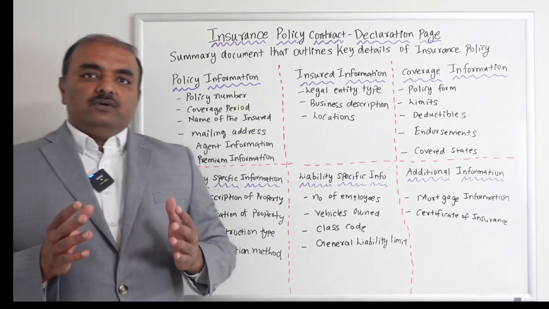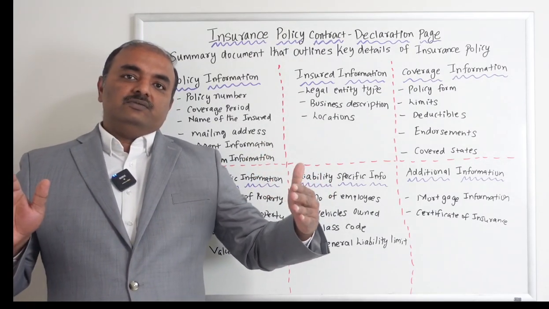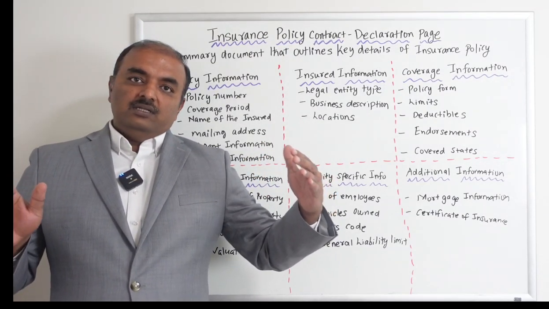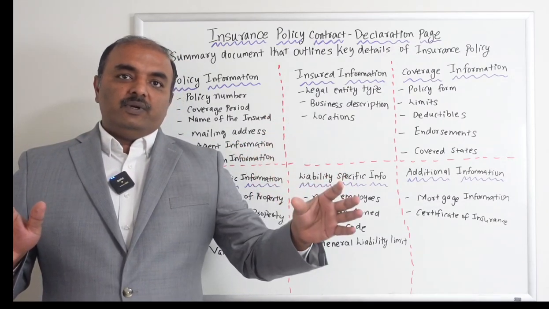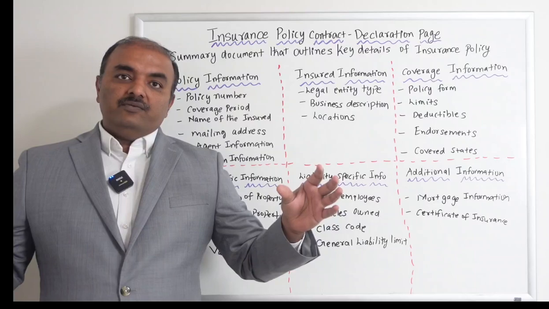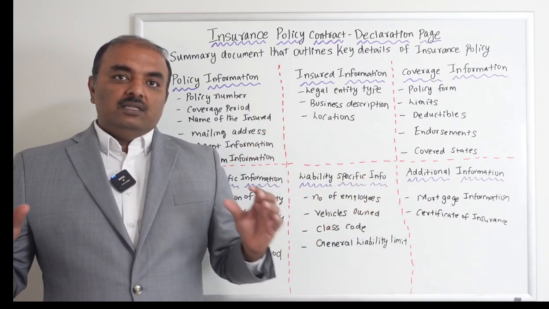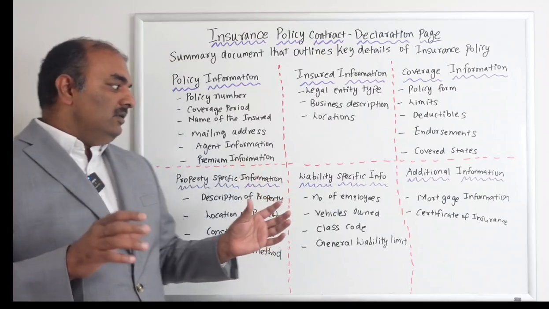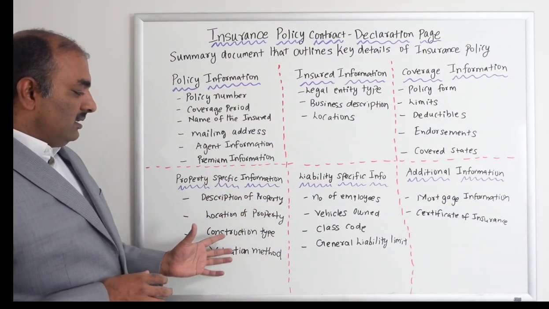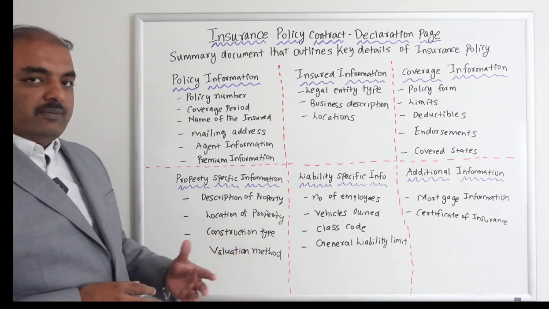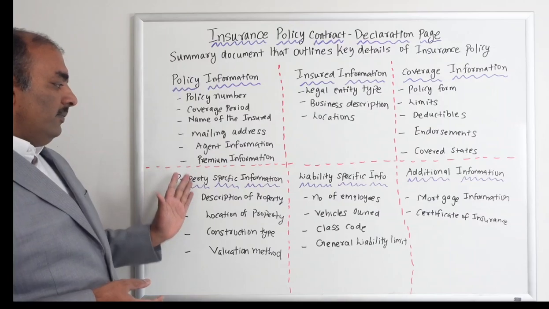Then, as most of you know, in commercial lines we have a property section and a liability section. Property is first party, liability is third party. In the case of property, if something happens to your location, your building or your property, it is covered. Whereas in liability, if you do something and as a result a third party is injured, then you have liability. So in the declaration page, you will see property information: maybe the description of the property, location of the property, the construction type, and the valuation method, maybe replacement cost or actual cash value.